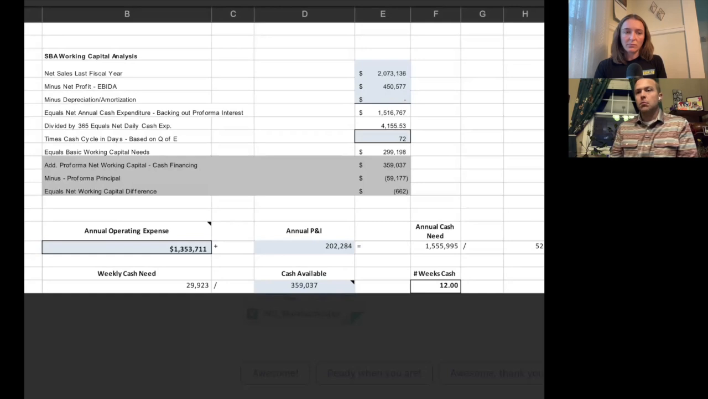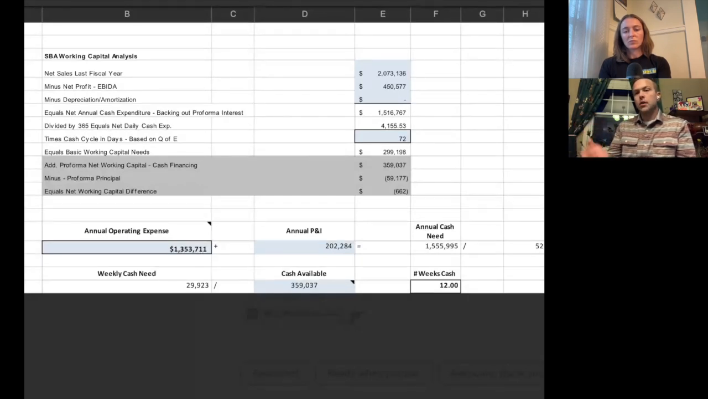By identifying the daily expenditure of $4,100, you multiply that by your cash conversion cycle, so 72, and that's where we can identify that the working capital need was about $300,000. And then you would back out pro forma principal, which is that 59,000, to get to the point where we provided about $360,000 of working capital.